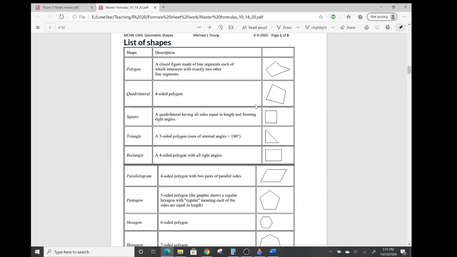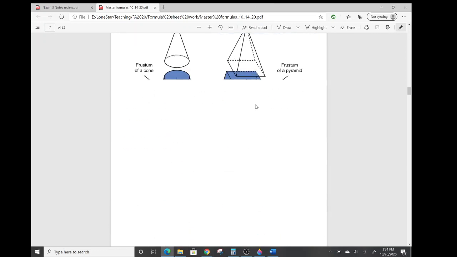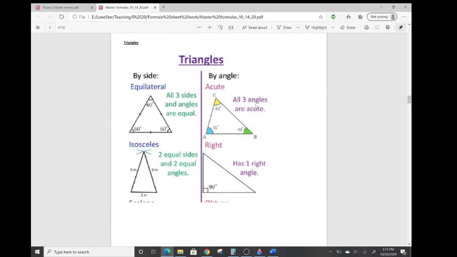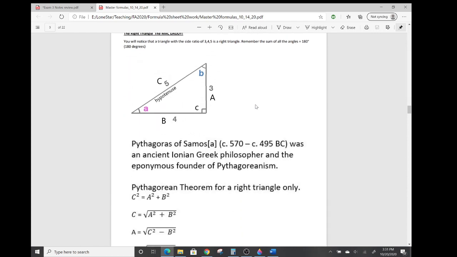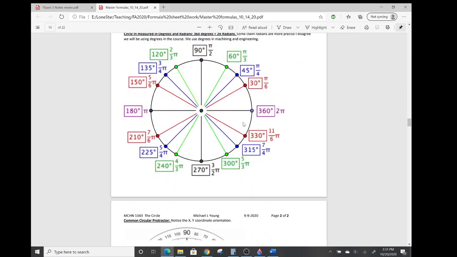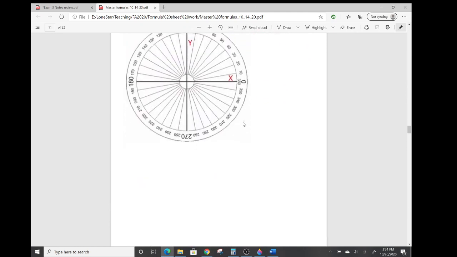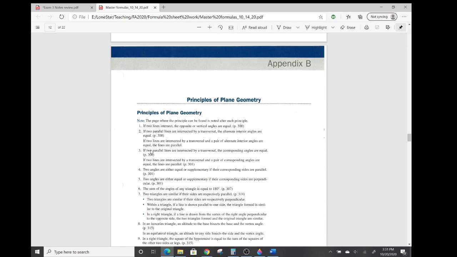So all these angles, we talked about the triangles, right? Okay. There are your triangles. We talked about the right triangle and the Pythagorean theorem. We talked about circles. Now it's just a matter of doing the mathematics with it. Here are the rules of the road for geometry.